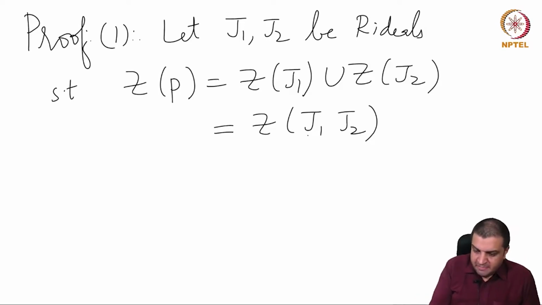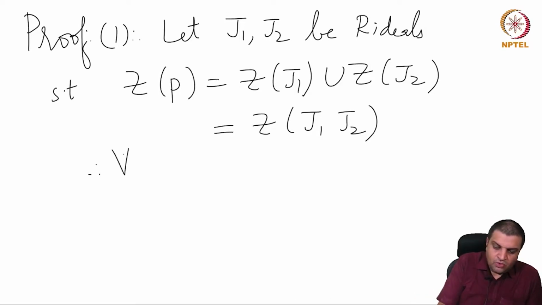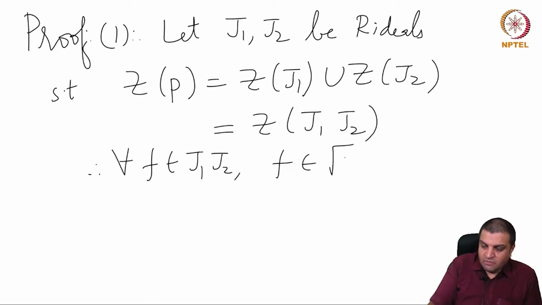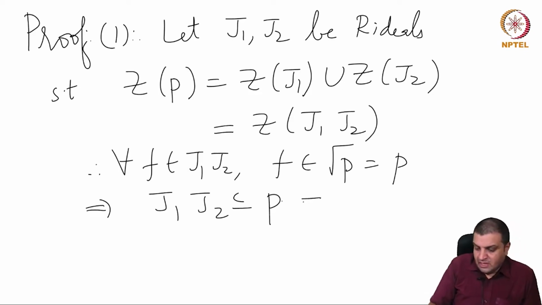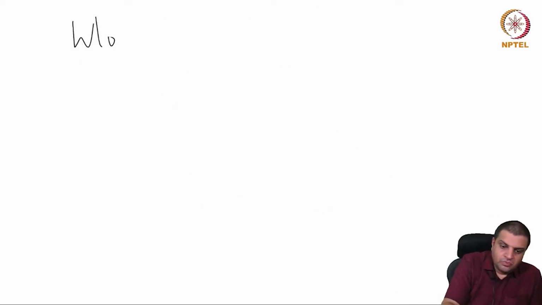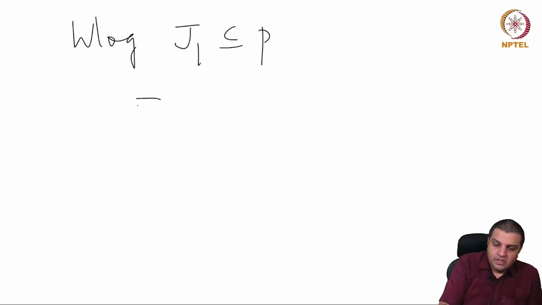Therefore, every element inside here, therefore for all f inside J1 J2, f is in the radical of P, which is just P itself. So in other words, J1 J2 is inside P. And last time, in an earlier lecture, we saw that if you have a product of ideals inside a prime ideal, this means that one of them is inside P. So J1 is inside P.